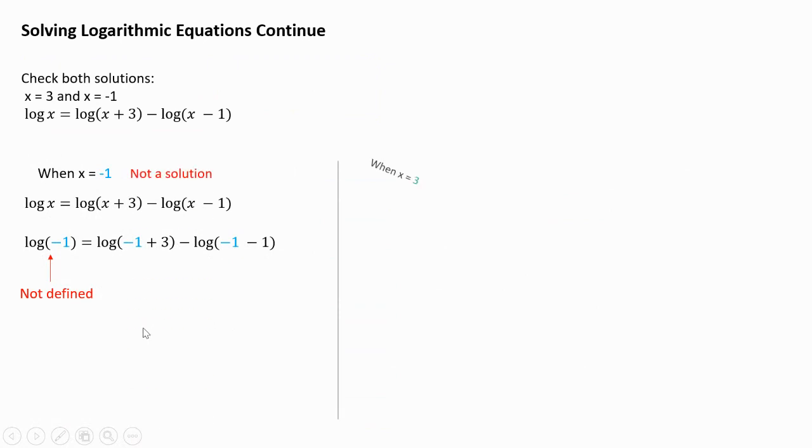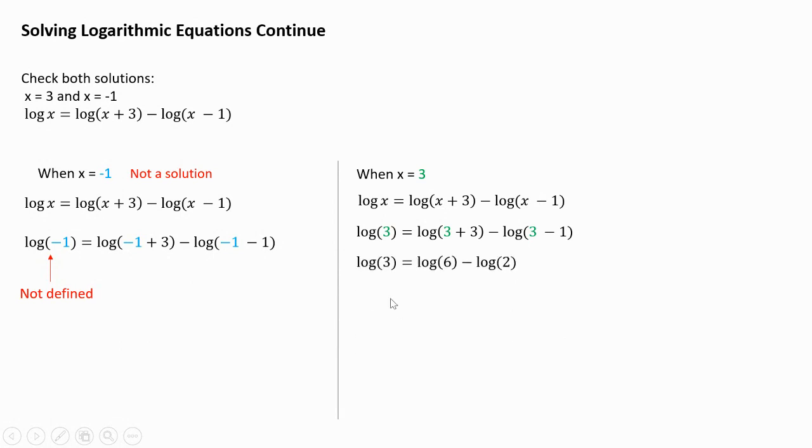Now let's plug in 3. When x equals 3, I'm going to plug in 3 for every x, there for the x, also here for this other x, and also for that one there. So we get log of 3, right? 3 plus 3 is 6. 3 minus 1 is 2. So then here, guys, again, you can use a calculator, and you're going to get the answer. Or, here, again, remember this one here?